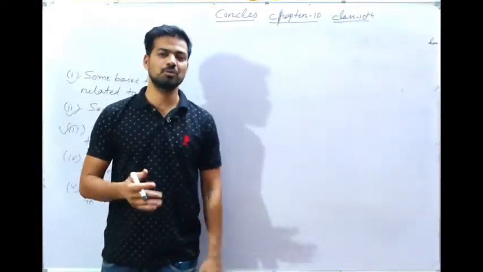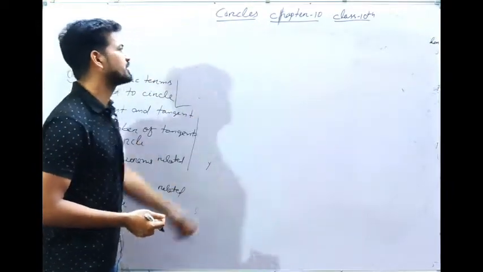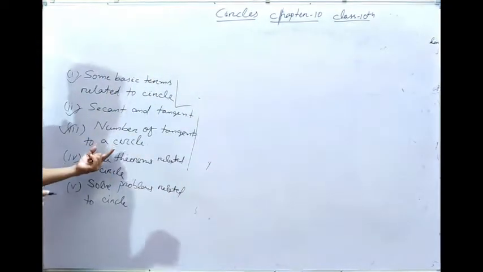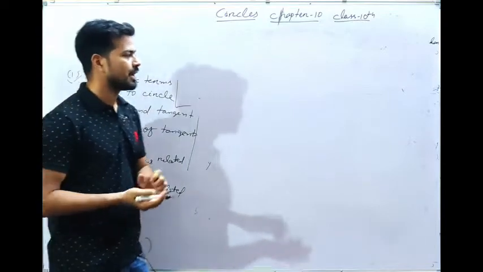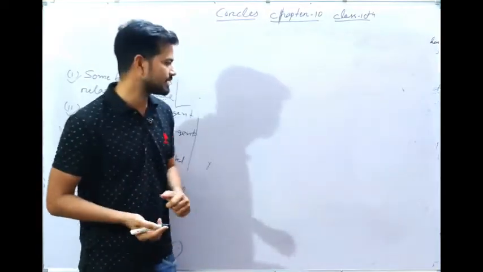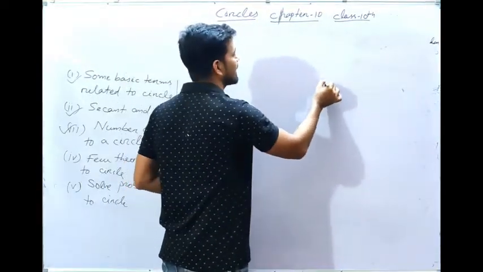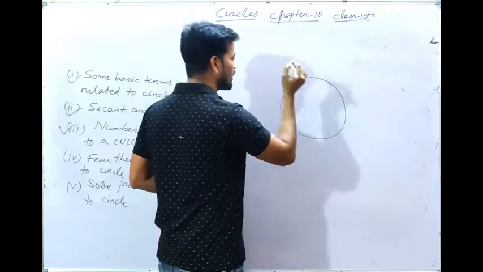So now we jump to the next concept of this chapter, that is number of tangents to a circle. मतलब एक सर्किल के ऊपर कितने सारे टेंजेंट ड्रॉ किया जा सकता है, एंड दैट टू अलग अलग जगह से.